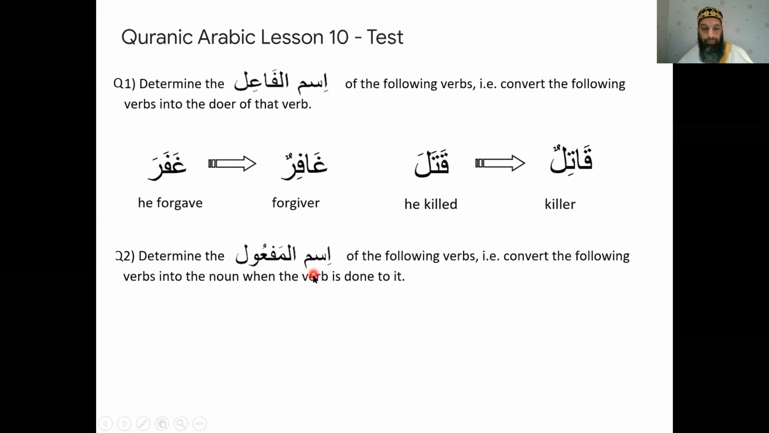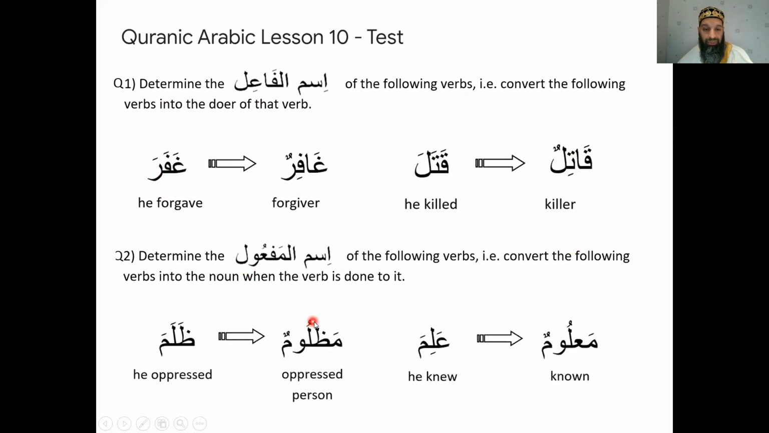Ism maf'ul. So put the following verbs into the ism maf'ul pattern. Dhalama, when it goes into maf'ulun, it becomes madhlumun. So he oppressed, and now it becomes oppressed person. The verb is done to it when it goes into the maf'ul pattern. Alima, going through the maf'ul pattern, becomes ma'lumun. When the he knew is done to it, then it translates as known.